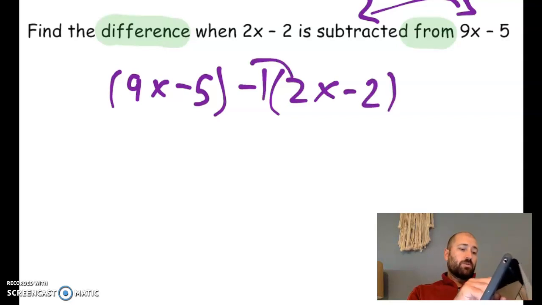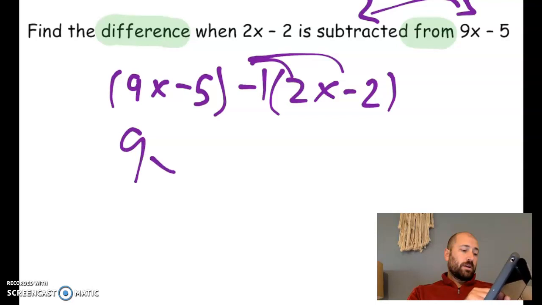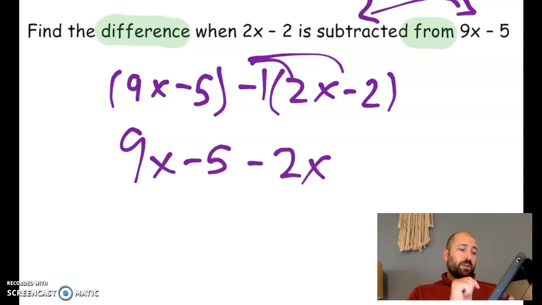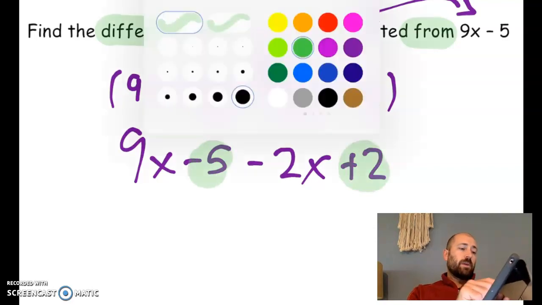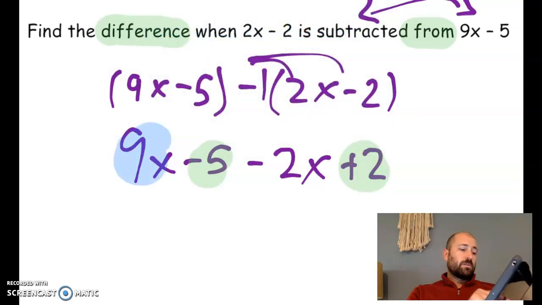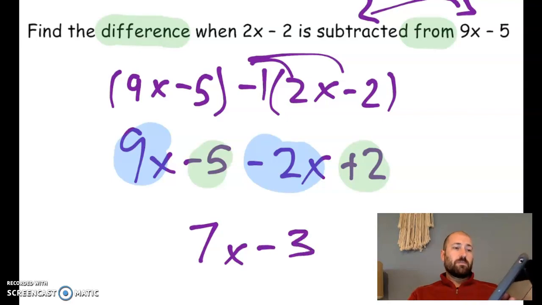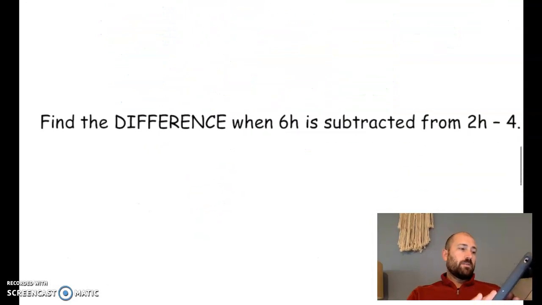On this one, I'm going to distribute it again, so we can simplify. Negative 1 times 2x is negative 2x. Negative 1 times negative 2 is positive 2. And then I am combining like terms. 9x minus 2x is 7x. Negative 5 minus 2 is negative 3. So we got to be careful of those words. So it makes a difference here.